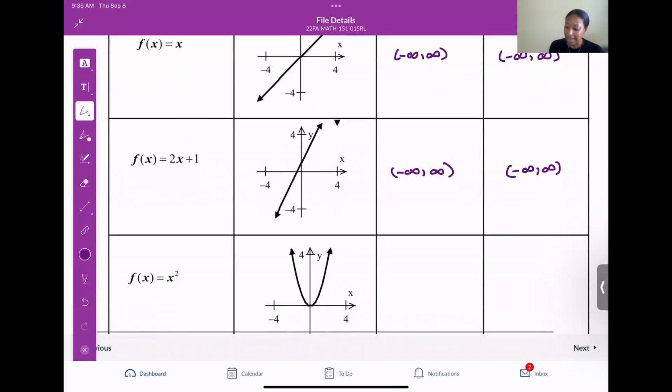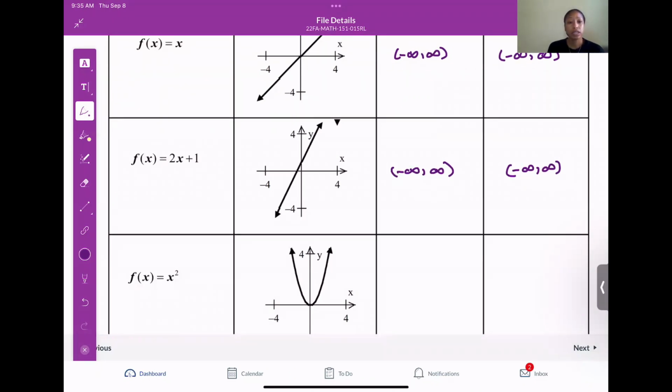All right, for x squared, we look at the graph, that parabola, it is above the x-axis. The ends keep going up, so eventually they're going to stretch out and cover every possible x value. So the domain is all real numbers, but the y values never go below 0. So the range would be from 0 to infinity, including 0.